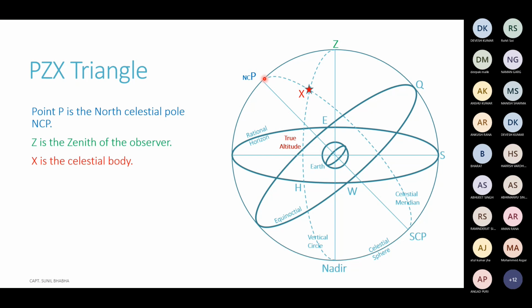And the area covered by these 3 points, that is P the pole, Z the zenith, and X the celestial body, is the PZX triangle which we are interested in. So you can see this PZX triangle on the celestial sphere, which we use to solve most of our celestial navigation-based problems.